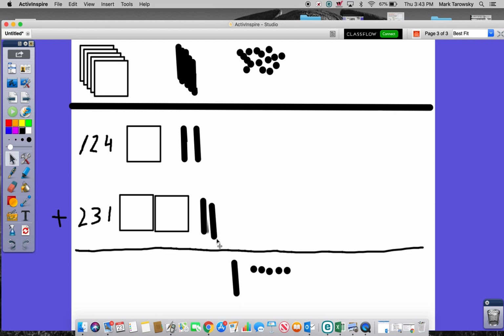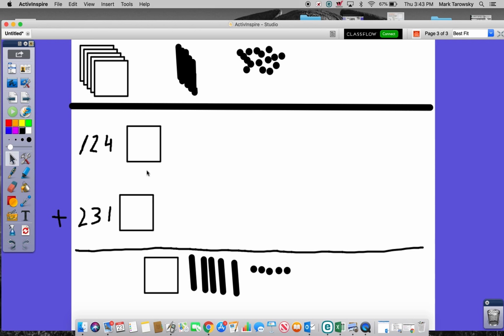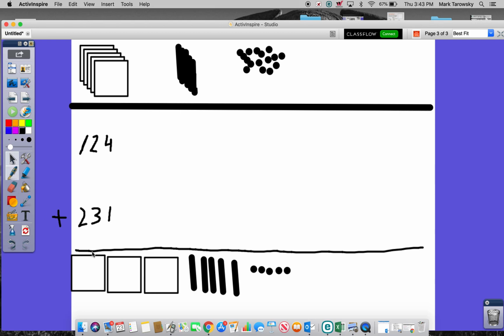We have our two groups of 10 from the top, three groups of 10 from the bottom, and that gives us a total of 5 groups of 10. We've got 100 from the top and 2 from the bottom, so now we have 3 groups of 100, 5 groups of 10, and 5 ones for 355. All right.